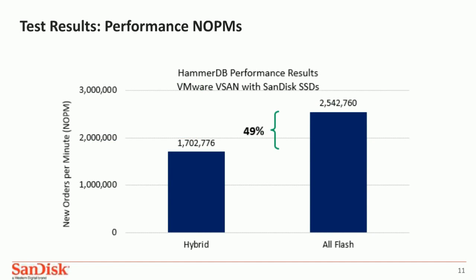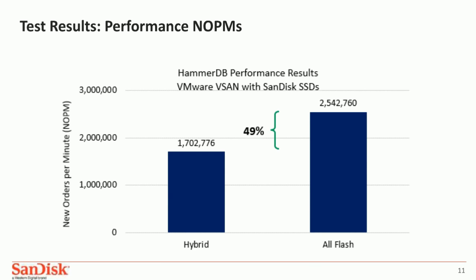So to test this, we simulated a typical OLTP workload using HammerDB, which is an industry standard open source database load testing and benchmarking tool. The test measured performance in a typical application environment, and its actual metric was the number of new orders entered into the database every minute.